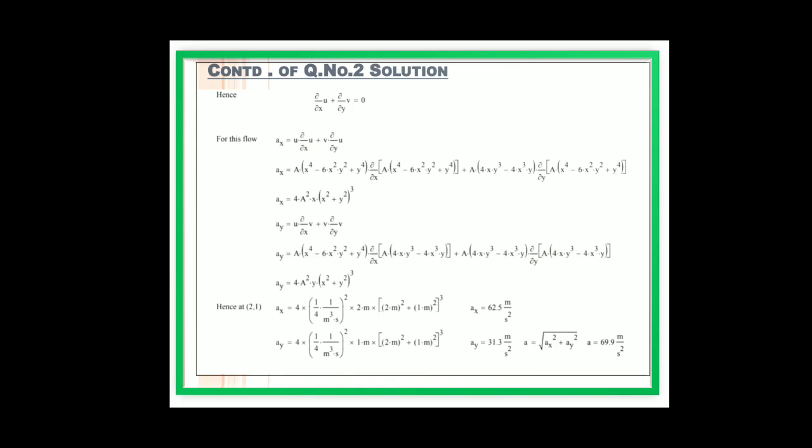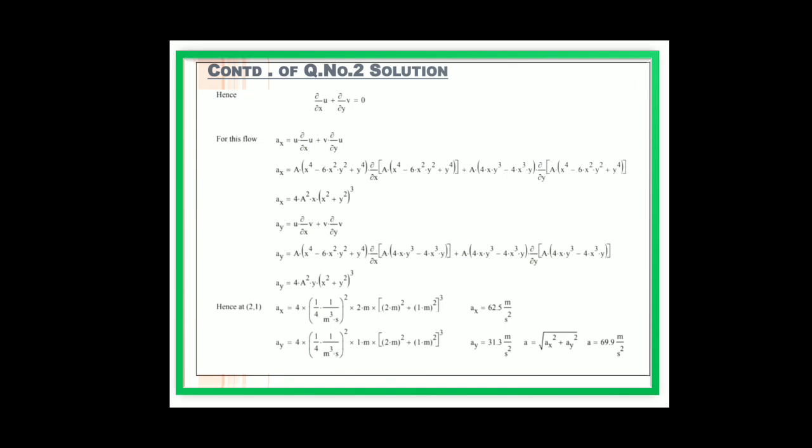Then we know the acceleration of the particle in the direction of x. In the direction of x, we find that it is a^2 x (x^2 + y^2)^3. For ay, ay = u ∂v/∂x + v ∂v/∂y, as we know from the equation.